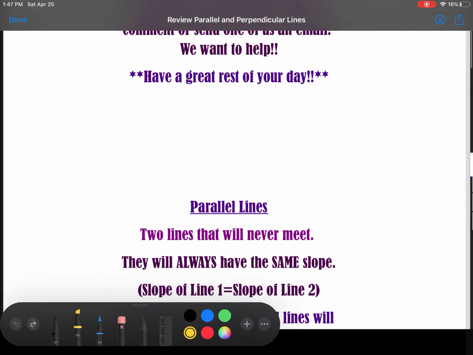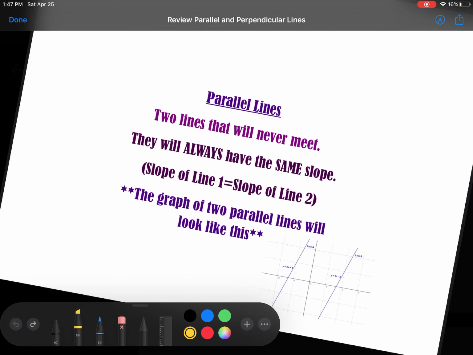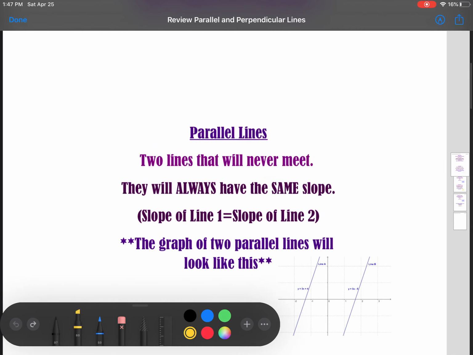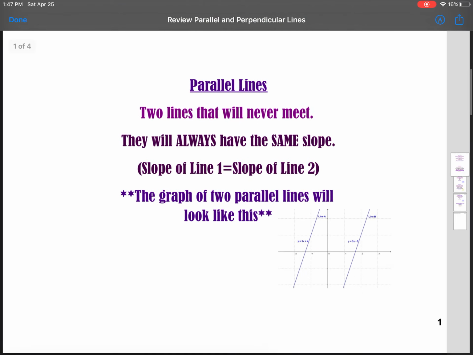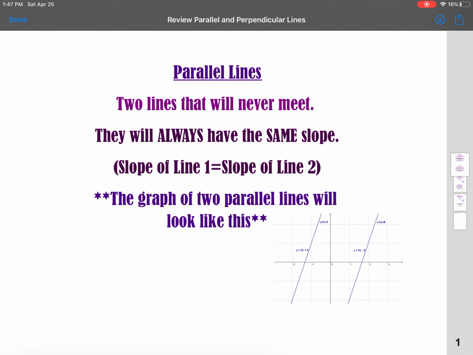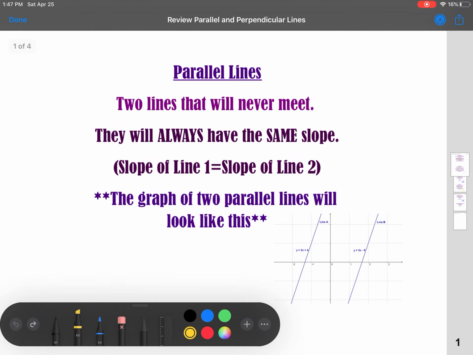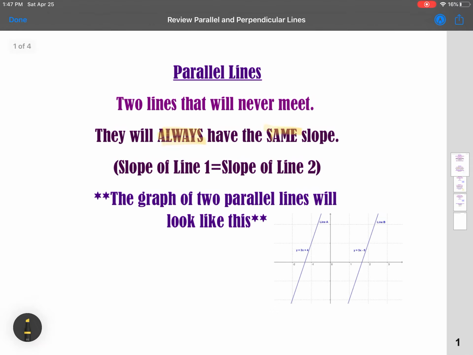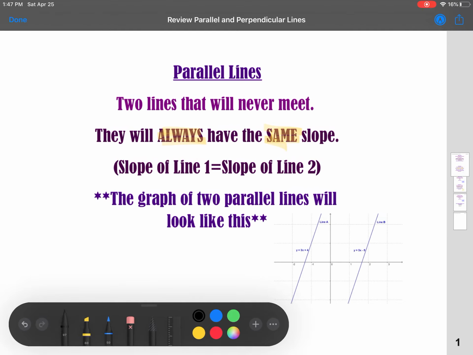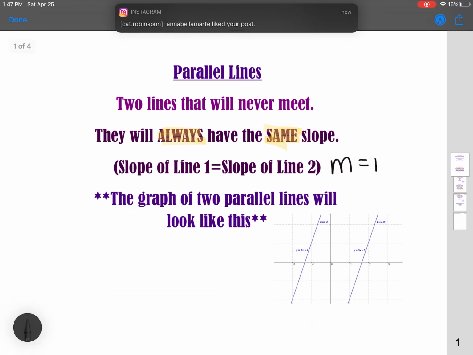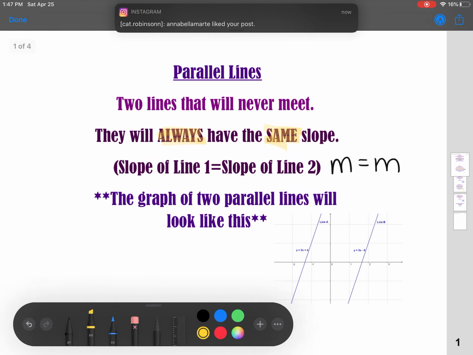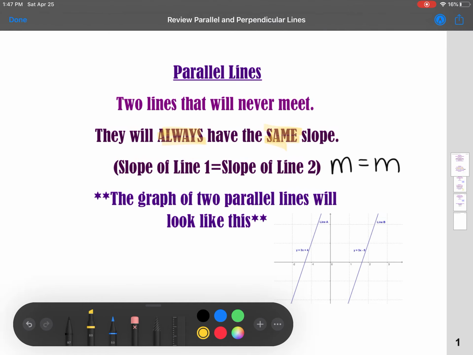Okay? So to start, parallel lines. There we go. Parallel lines are two lines that will never meet. They will always have the same slope. So the slope of line 1 and the slope of line 2 are going to be equal, and m will equal m. Okay? And then an example of what the graph of parallel lines will look like is here.